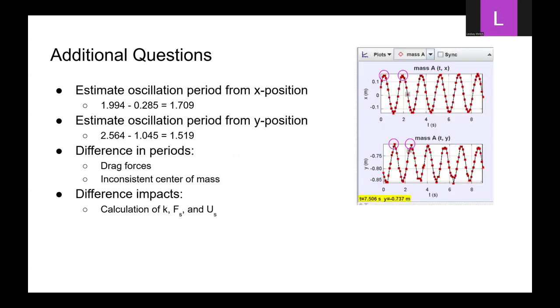The next question asks us to estimate the oscillation period from the x position, which we get by subtracting the time steps at the two peaks, as seen in magenta. And we get 1.709 when estimating from the x position. And then when estimating from the y position, we get 1.519. So the difference in periods could be due to drag forces, also an inconsistent center of mass, and that impacts our calculations of K, the spring force, and the spring potential.